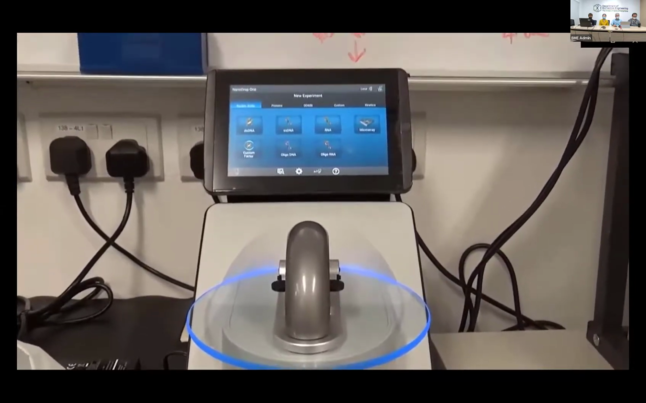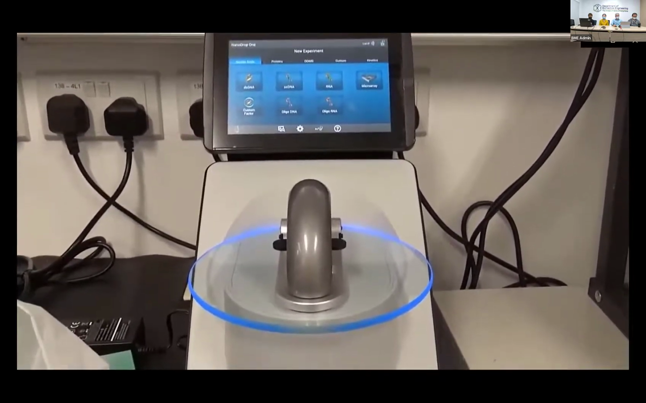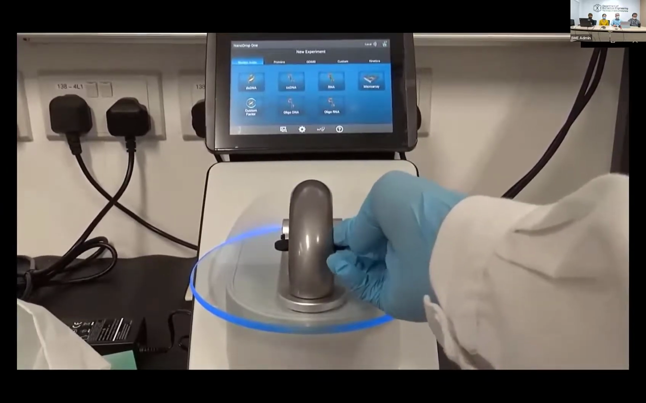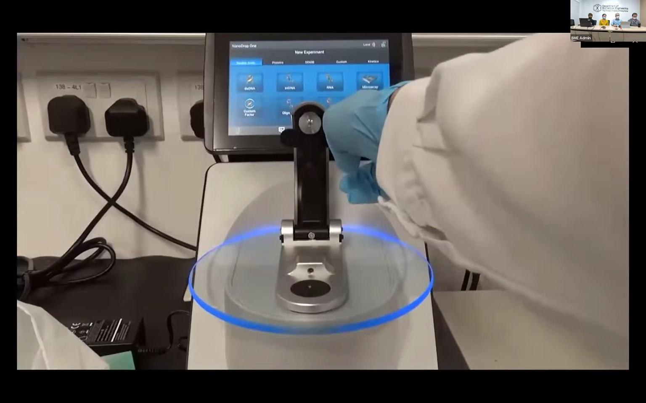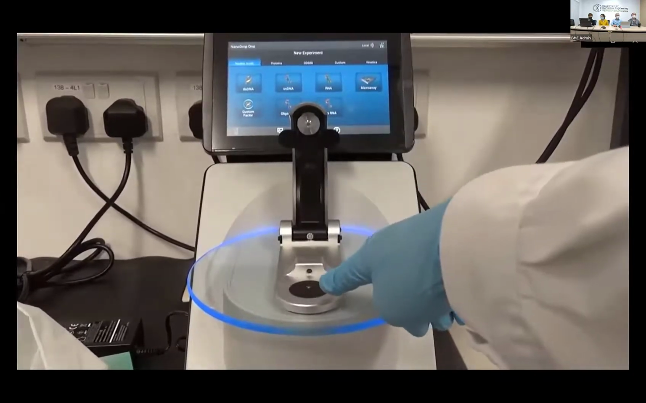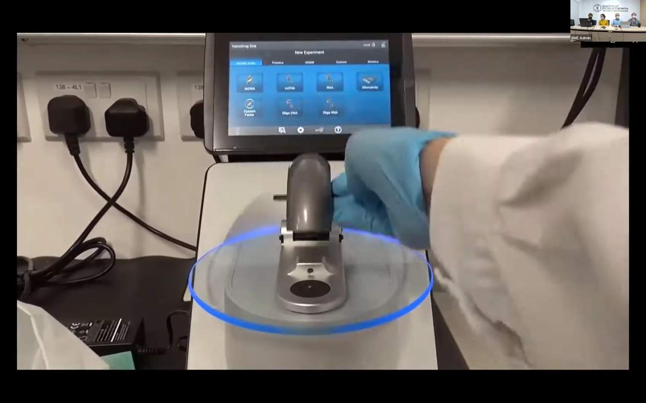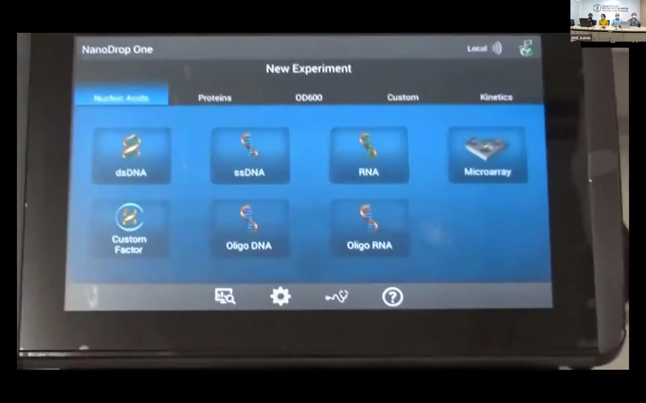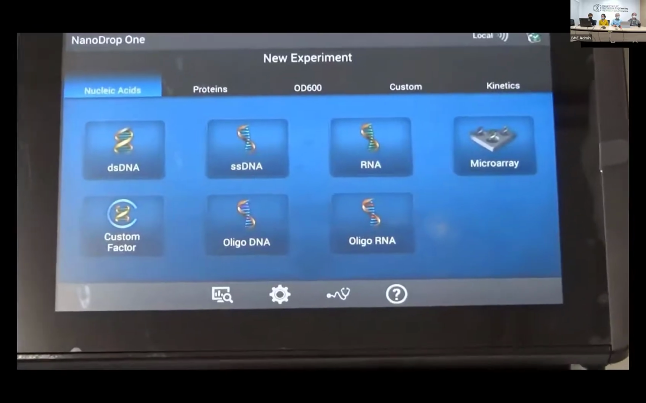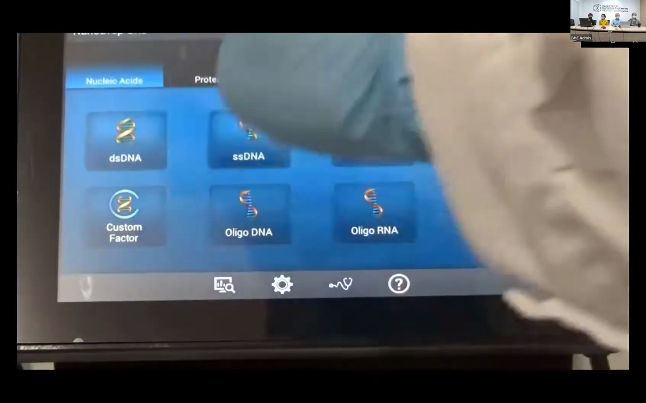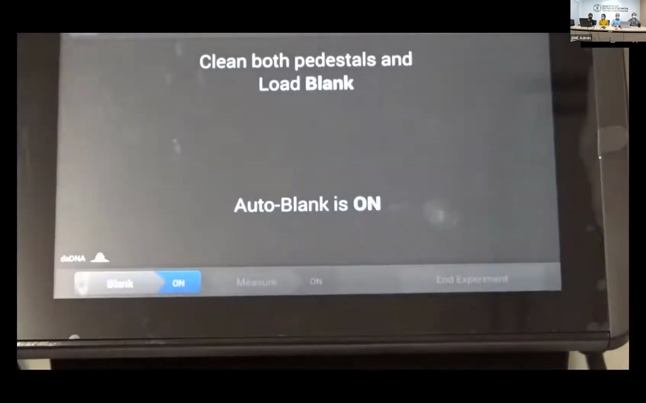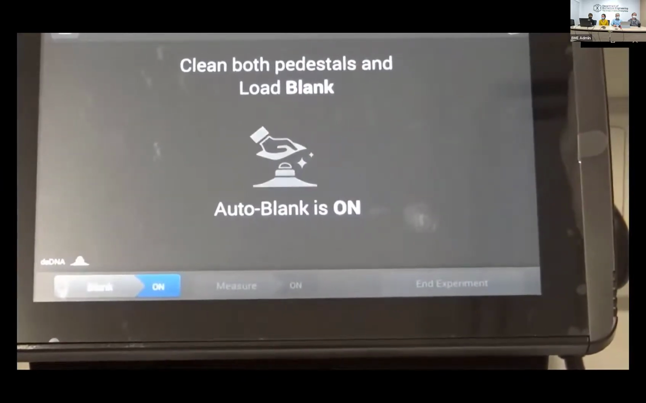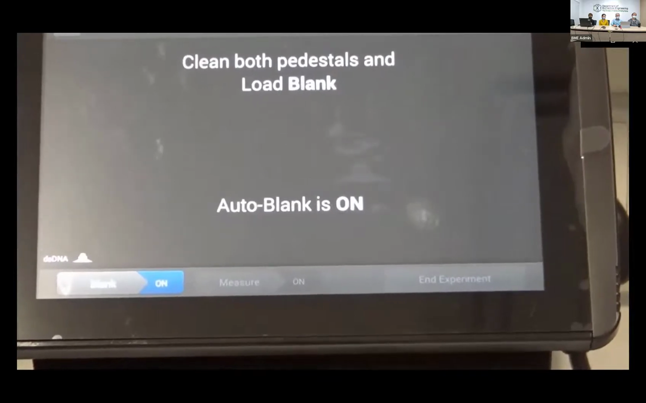As you can see, it has a control panel on the top, the lever arm, and a place where you put your DNA sample. Because we're measuring double-stranded DNA, we first choose dsDNA on the control panel, and it will instruct us to load blank, which is the water that you prepared.